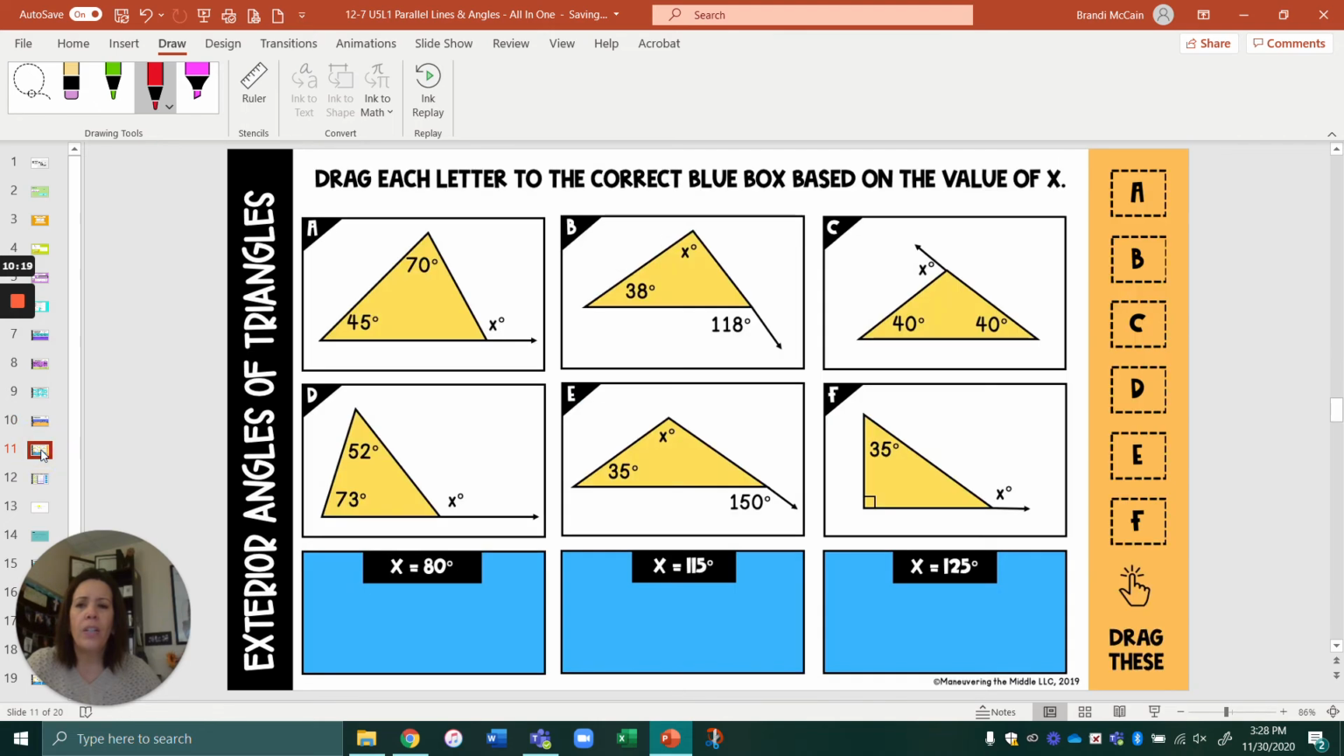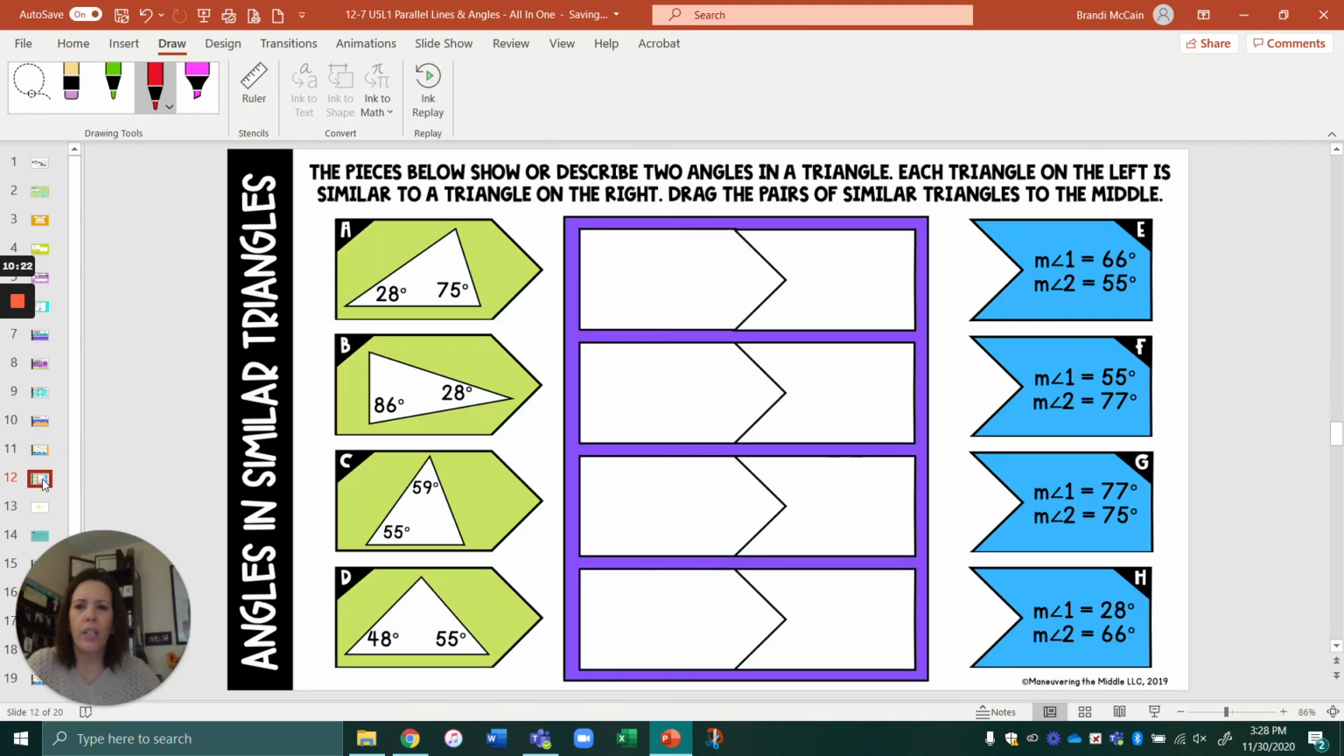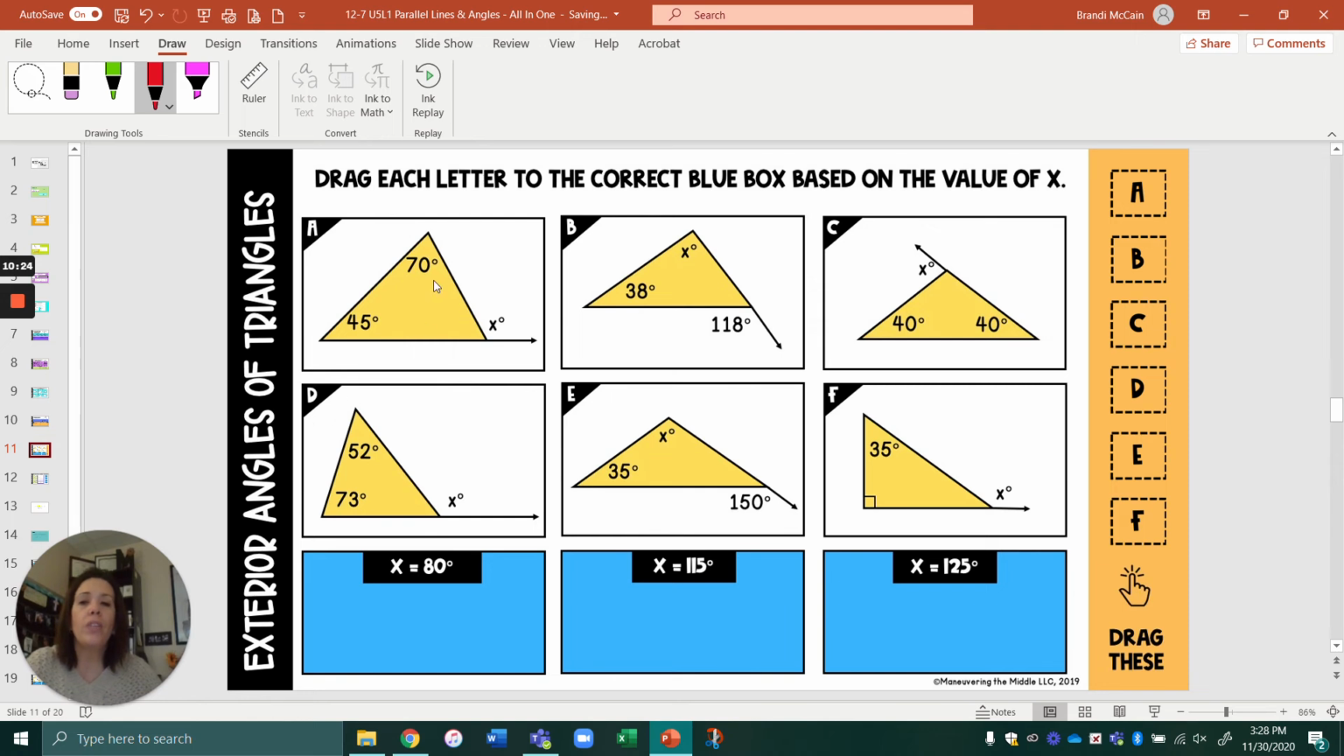The last slide here. Okay, what is this one? So this one here, you're just going to do 70 plus 45. 70 plus 45 equals 115. So A is going to be 115. Okay, here we're going to have to subtract. So 118 minus 38 equals 80. So B is 80. So if you have both interior angles, you're going to add. If you're missing an interior angle, you're going to subtract. That's all there is to that.